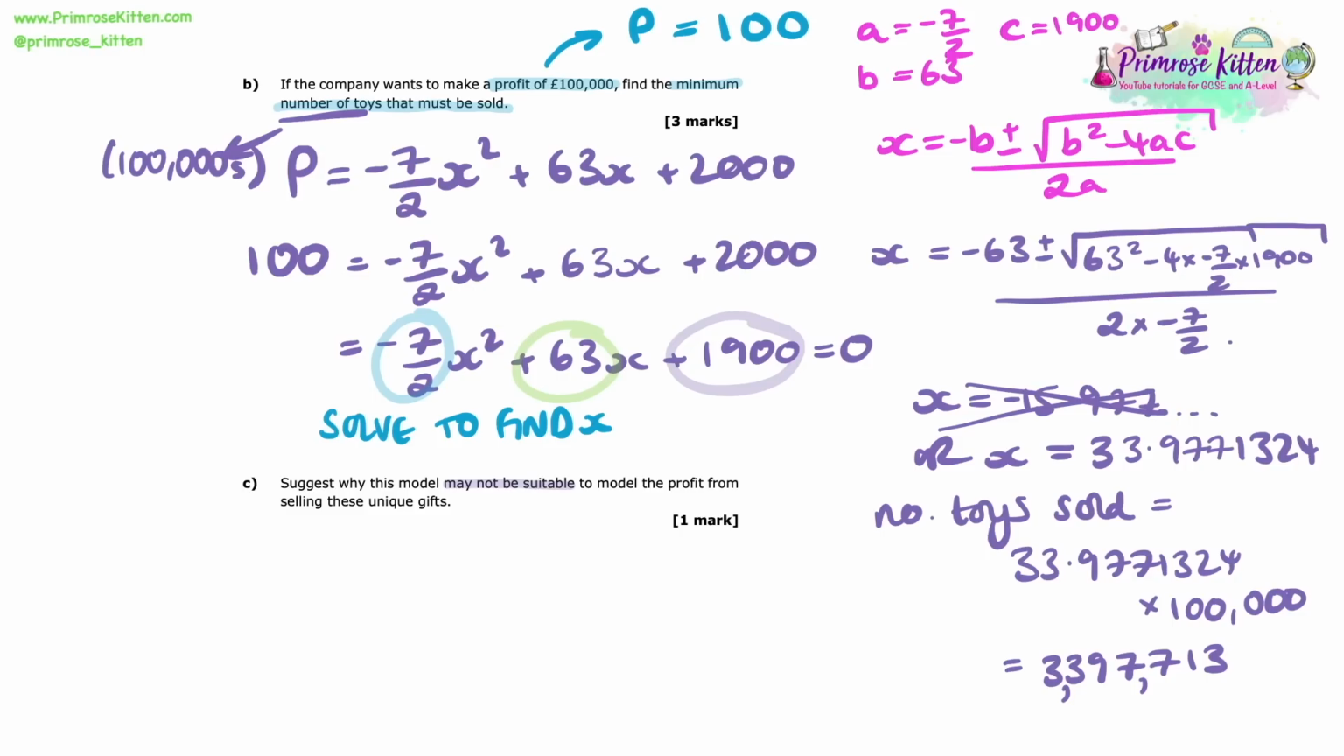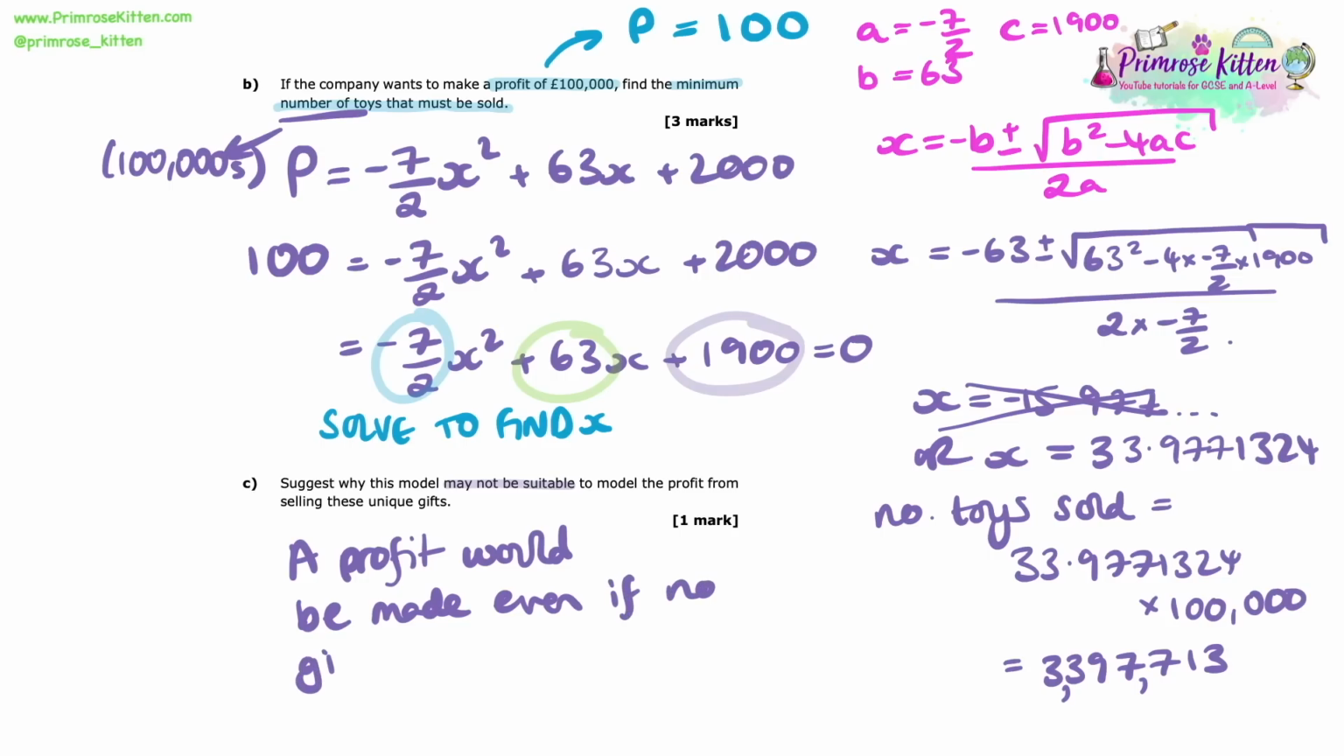So in C now, we're asked to suggest why this model may not be suitable to model the profit from selling these unique gifts. So there's often a lot of things we could say here. However, there are often statements that we can carry on into other similar questions.